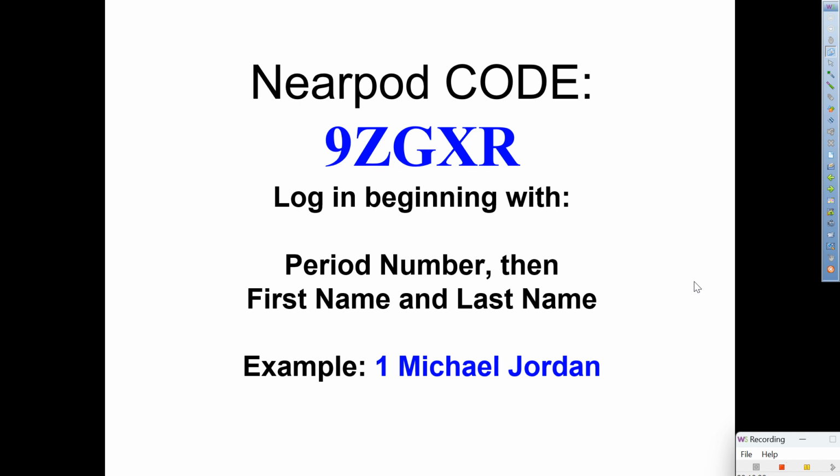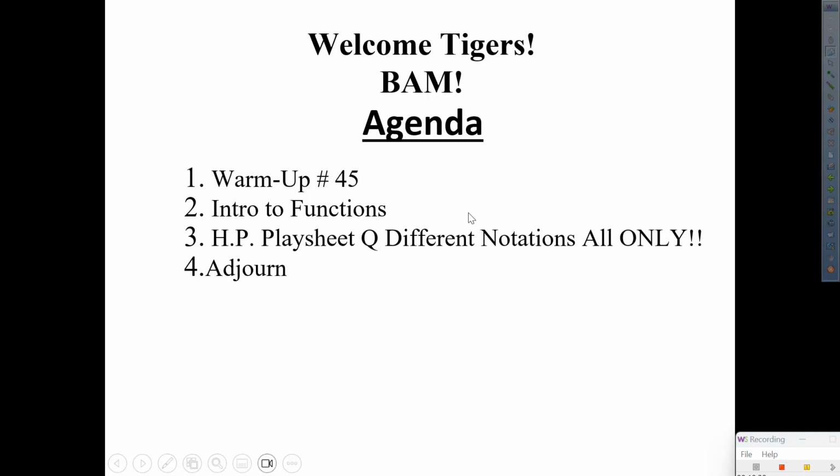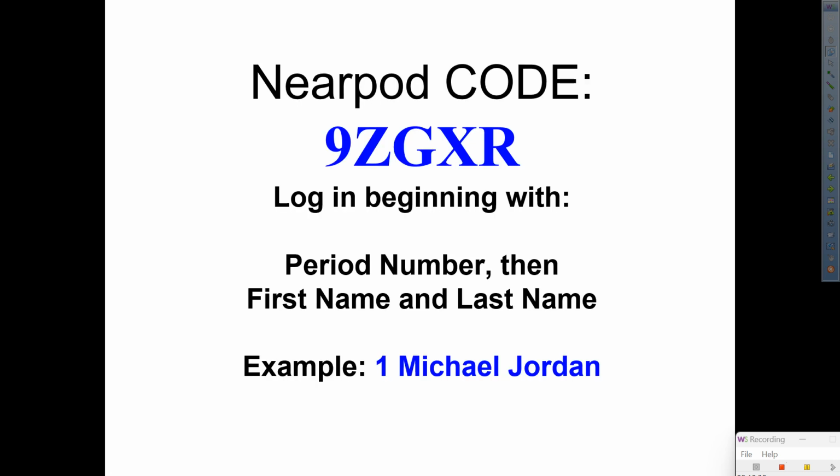All right, once again, your warm-up 45 we finished. Intro to Functions, we're still in the middle of that. Your home play for tonight is play sheet Q. It's going to be in the Nearpod presentation, so make sure you copy the code. Here's the code: 9ZGXR. Also, if you fall behind, make sure you log into that and copy whatever you missed.